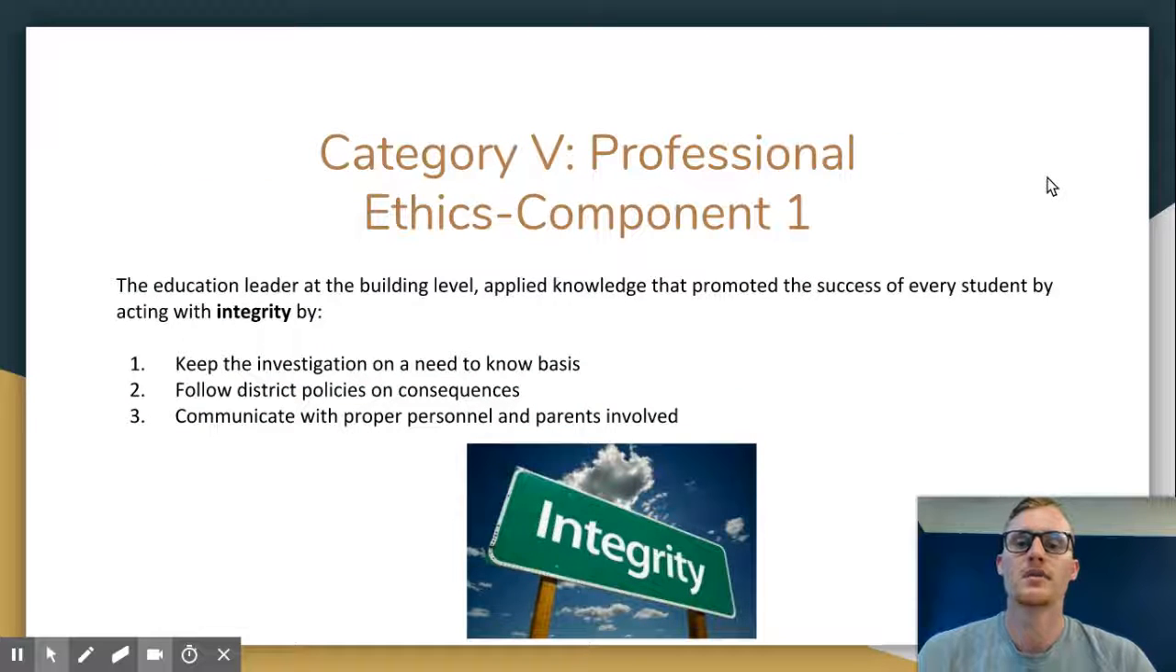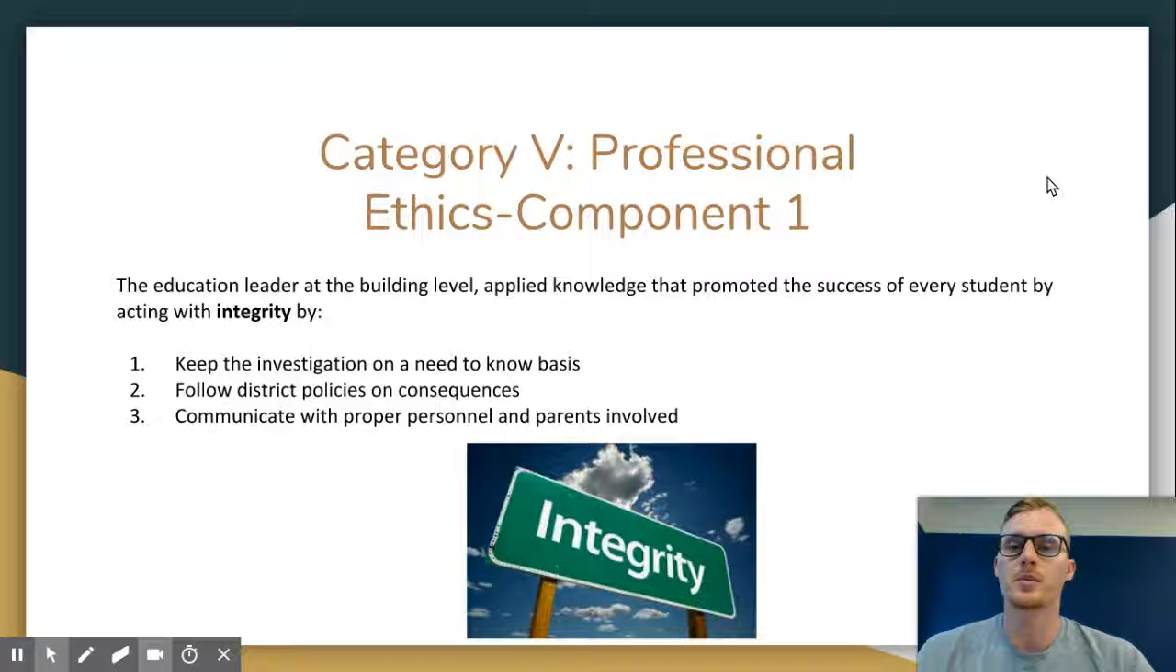Category 5, professional ethics, component number 1, the educational leader at the building level applied knowledge that promoted the success of every student by acting with integrity. The first one is keeping the investigation on a need-to-know basis, just involving people who are in the situation. Not the whole staff needs to know. Not every parent or student that's not involved needs to know, but just keeping the investigation on a need-to-know basis, I think, is important.